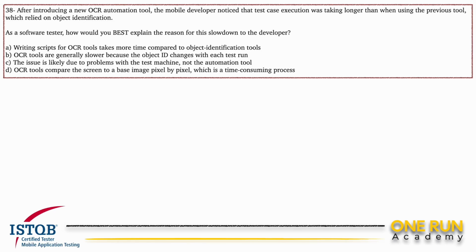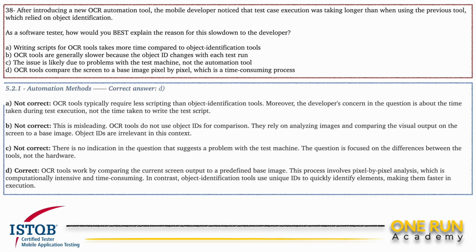B. OCR tools are generally slower because the object ID changes with each test run. C. The issue is likely due to problems with the test machine, not the automation tool. D. OCR tools compare the screen to a base image pixel by pixel, which is a time-consuming process. Okay, option A is instantly identified as not correct. This is because the question is focusing on test execution time, not the time spent writing scripts. So this option can be ruled out.